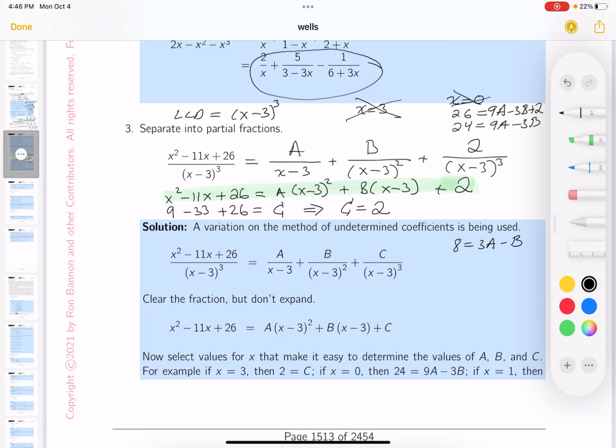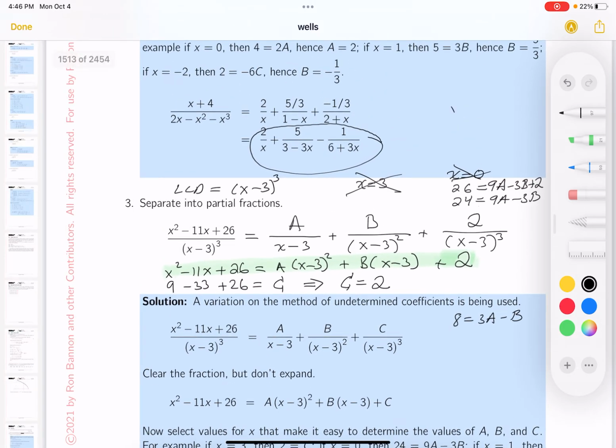What's another nice number to choose? I'm going to say 1. Let me write that down for you. I'm going to say x equals 1. And what do you get? You get 1 minus 11 plus 26 equals, let's see, what would you get? You get 4a, right? And if x is 1, I'd get minus 2b plus 2. Oh, I got to figure that out too, don't I?